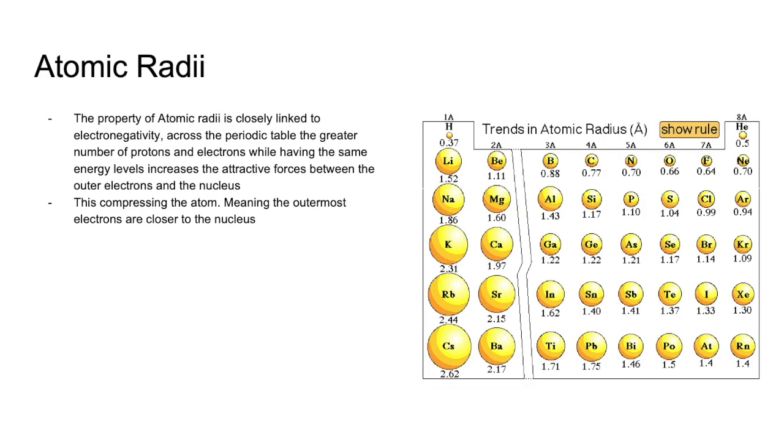The property of atomic radii is closely linked to electronegativity. Across the periodic table, the greater number of protons and electrons, while having the same energy levels, increases the attractive forces between the outer electrons and the nucleus. This compresses the atom, meaning the outermost electrons are closer to the nucleus.